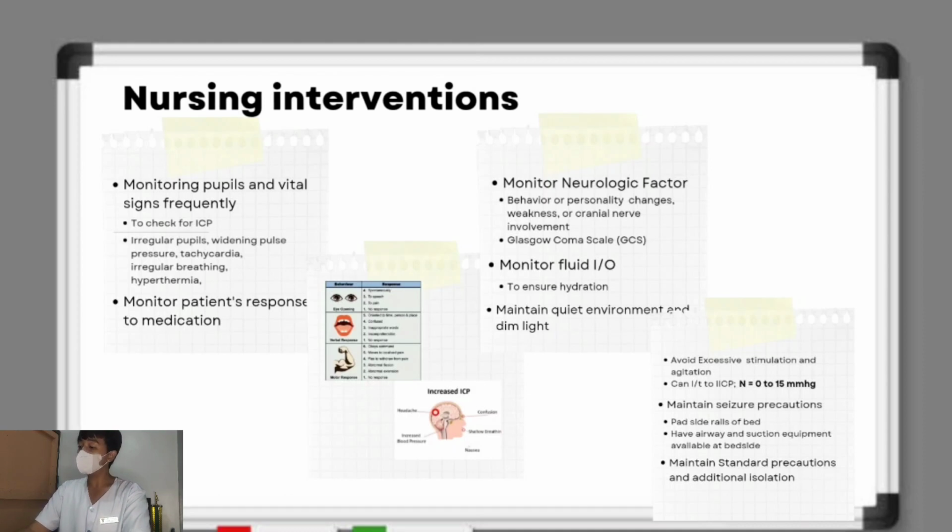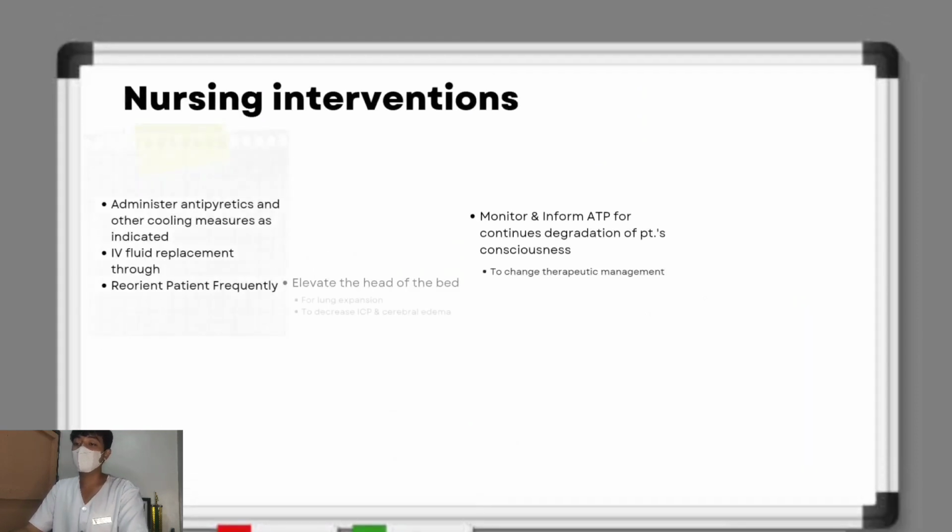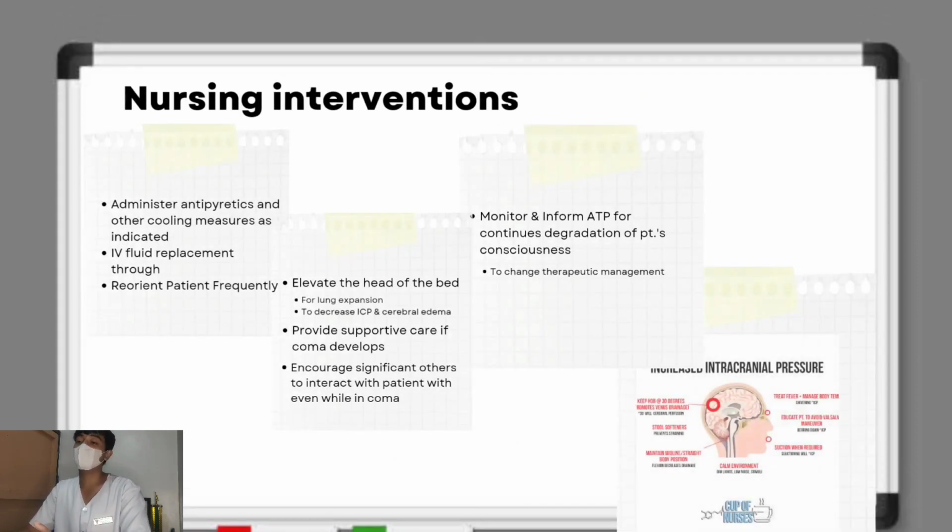Maintain seizure precautions. Pad side rails of bed. Have airway and suction equipment available at bedside. Maintain standard precautions and additional isolation. Administer antipyretics and other cooling measures as indicated. IV fluid replacement. Reorient patient frequently.